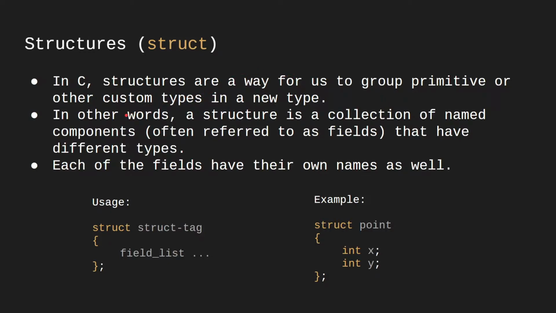In other words, a structure is a collection of named components, often referred to as fields, that have different types. Each of the fields has its own name as well. Here's an example of a field list. This has an x and y, both of the same type, but the structure's name is point. Here's the more abstract usage for a structure: here's the struct, here's the struct tag, or the name of the structure, and the field list.